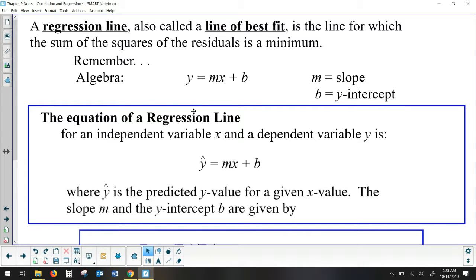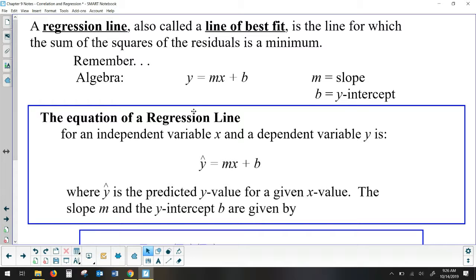A regression line, also what we are probably going to call the line of best fit, is the line for which the sum of the squares of the residuals is a minimum. Remember algebra: y equals mx plus b, where m is the slope and b is the y-intercept. The equation for a regression line for an independent variable x and a dependent variable y is y hat equals mx plus b, where y hat is the predicted value of y for a given x value.